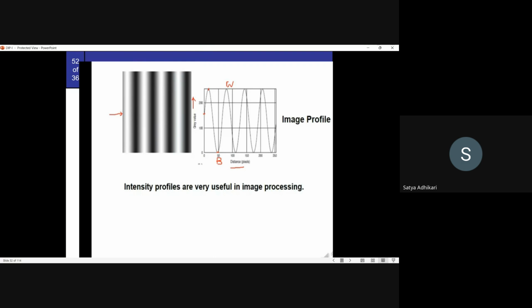And you see the image profile picture. It starts from 0 and then gradually increases, reaches its highest value, white 255, and then decreases, reaches B, black color, reaches 0 and then increases. So you see first is white, then black, then white, then black, then white and black also in the image profile.